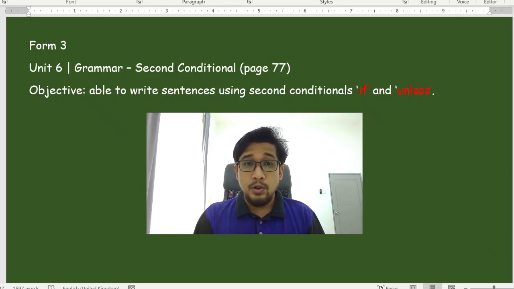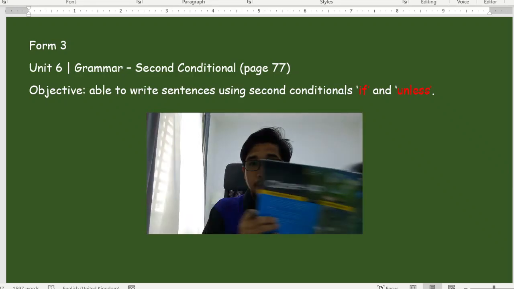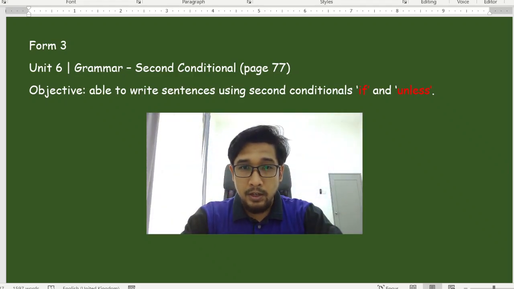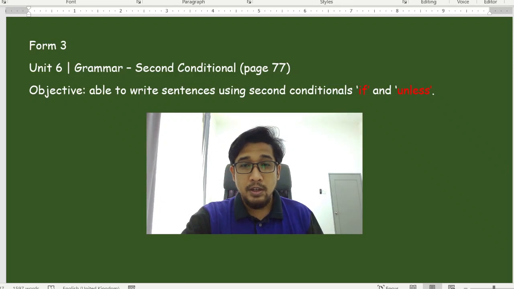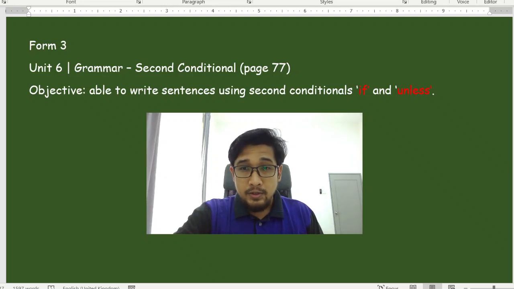Today we are going to focus on the second conditional, which is on page 77. So you should open your textbook on page 77. And our learning objective for today is for you to be able to write sentences using second conditionals, if and unless. So these two words, we are going to write sentences using if and unless. First of all, we are going to see what the second conditional is all about.